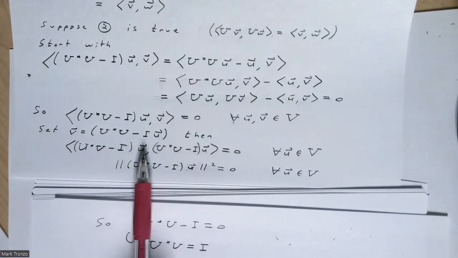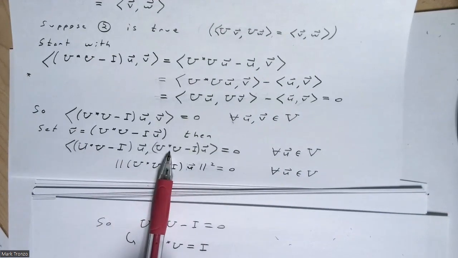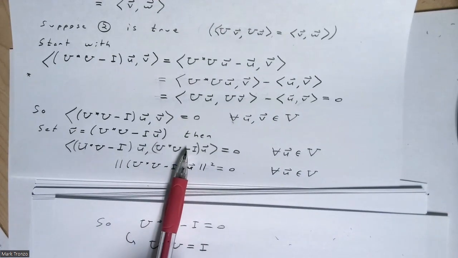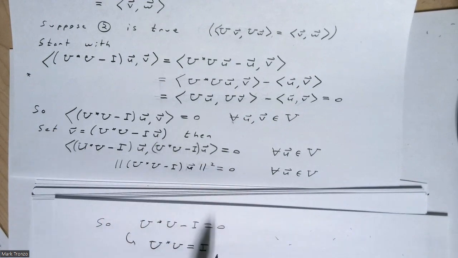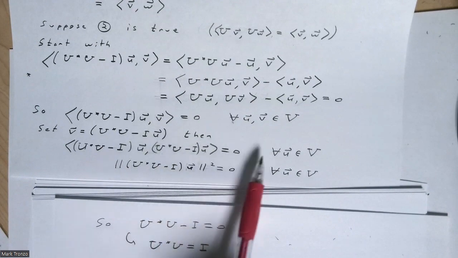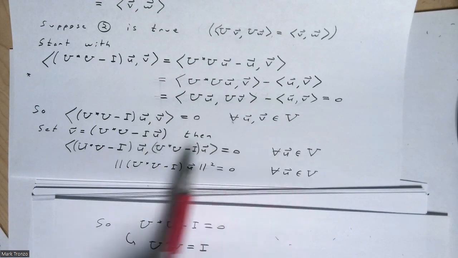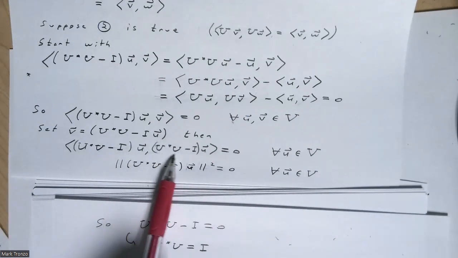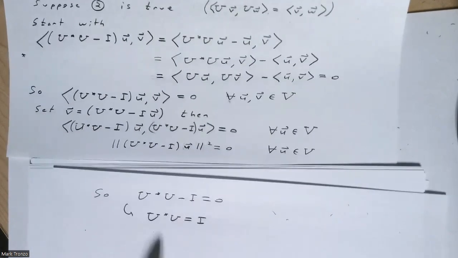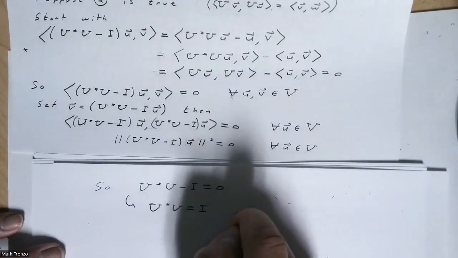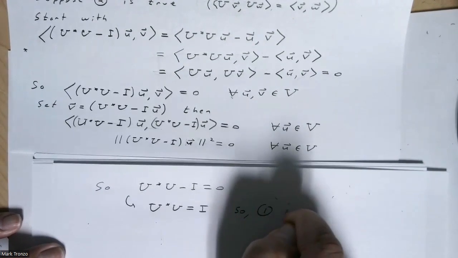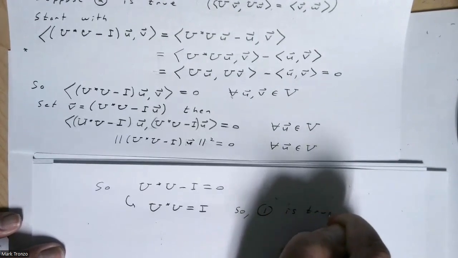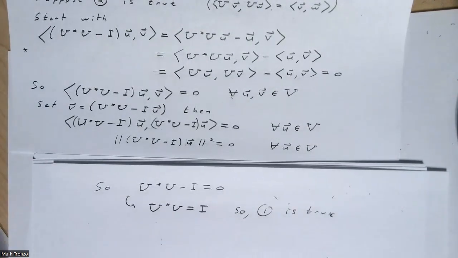And of course, you remember from the definition of the inner product, if these are the same and we get 0, that means that this and this are 0. But if it's true for all u, then that means this factor, u adjoint u minus I, has to be 0, and we get this. So 1 is true. So we covered all the bases.